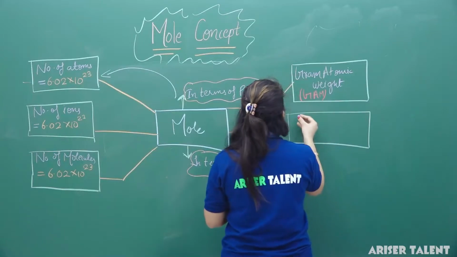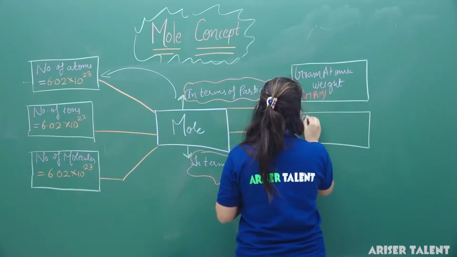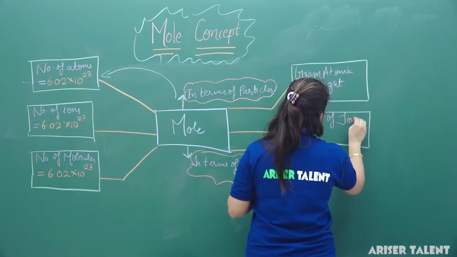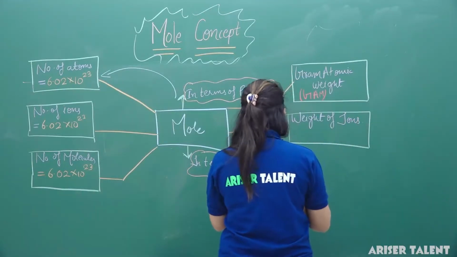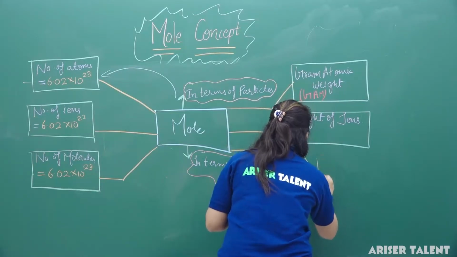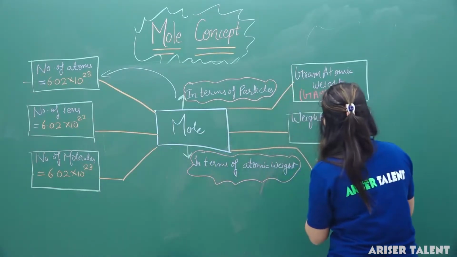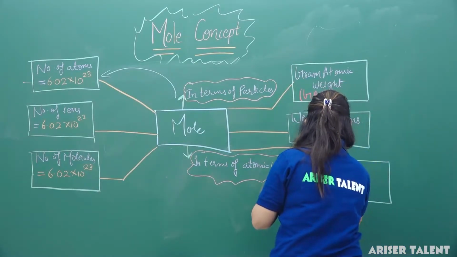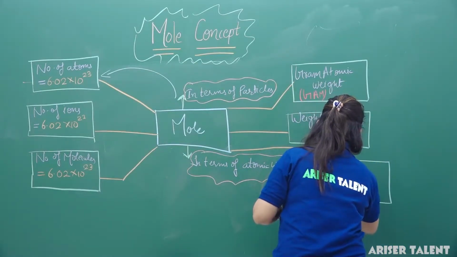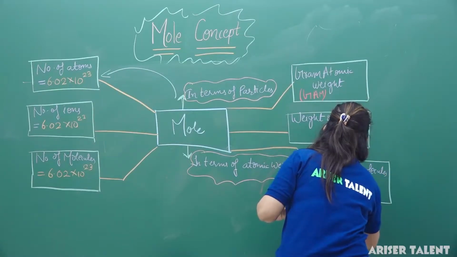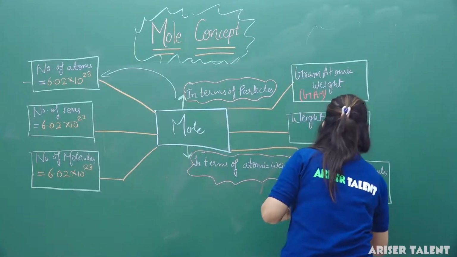Second, it may be defined in terms of weight of ions. Third category we will have in terms of mass of molecules. And the mass of molecules will be gram molecular mass, that will be equal to GMM.